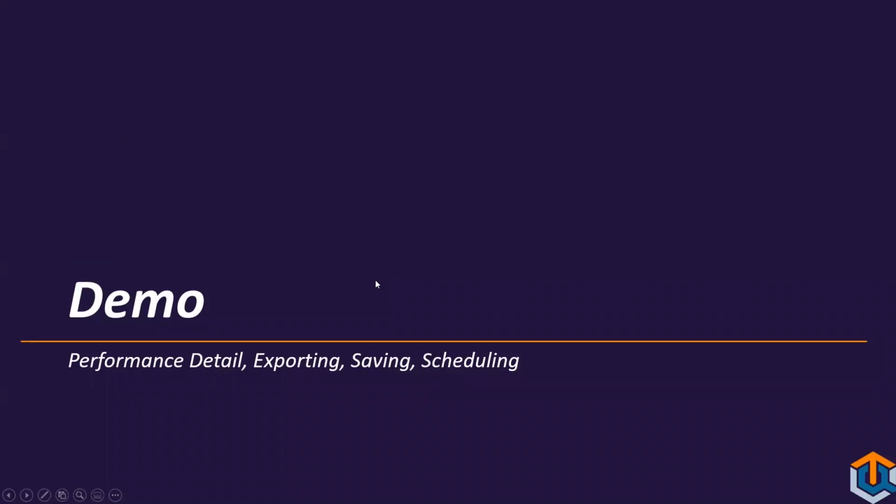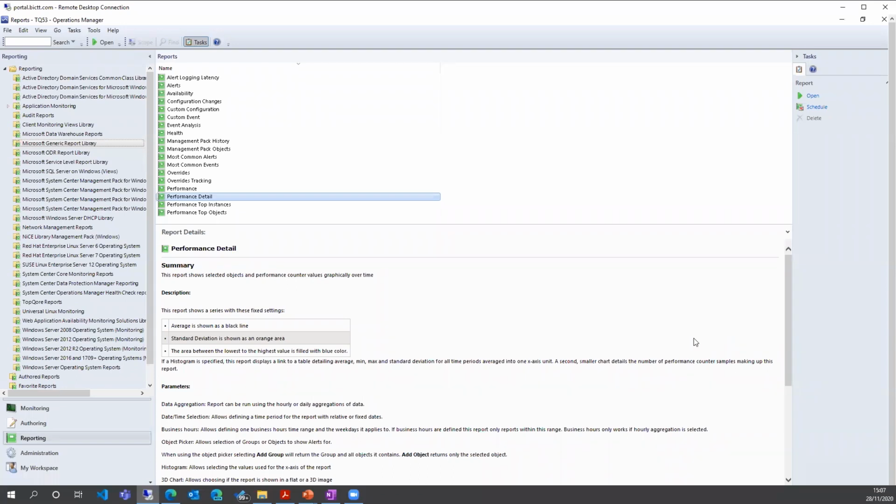Now let's see this in a demo. Let me pull up a demo environment where we have some reporting available. First of all, I'm going into the reporting pane. There's the Microsoft generic report library right there, and I go to performance detail.